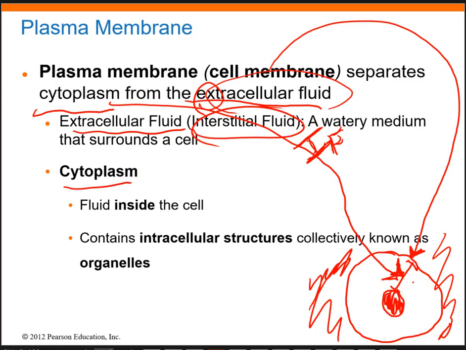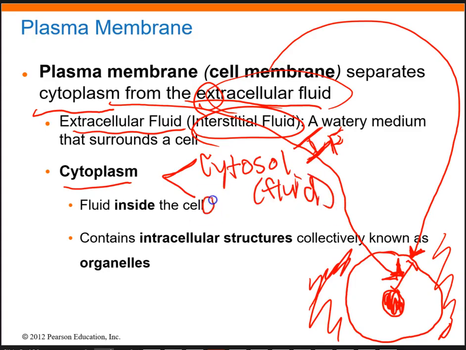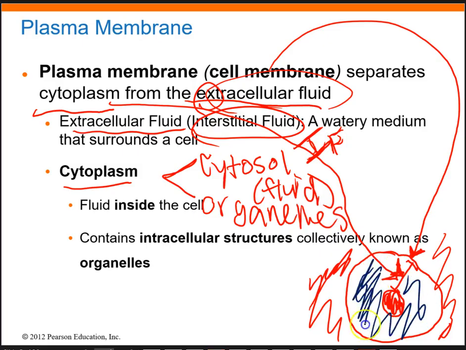When we look at the cytoplasm, it really has two components. Cytosol, that's just the fluid, and then organelles. So all of this cytoplasm inside the cell is organelles spread throughout a fluid, an intracellular fluid.